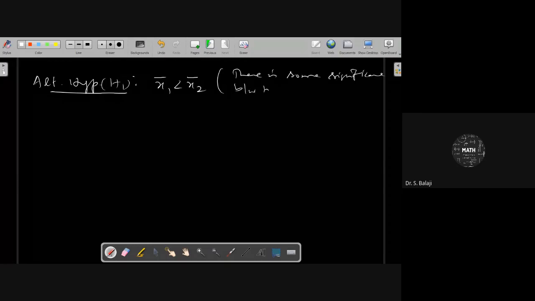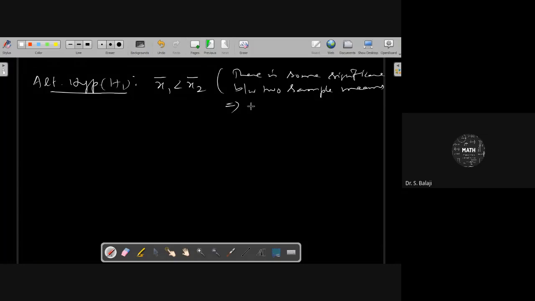There is some significance between two sample means here. This implies, as the conclusion, that type 2 bulbs are superior to type 1 bulbs. That is the meaning you can get.